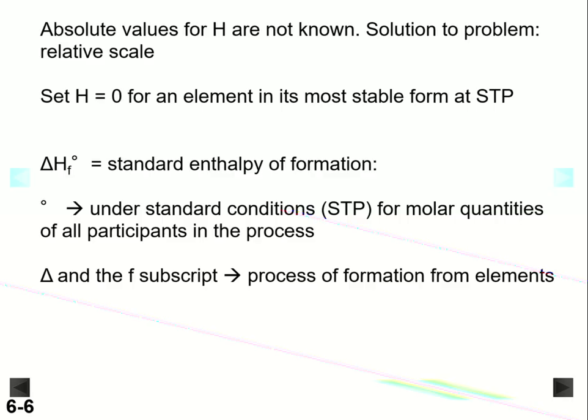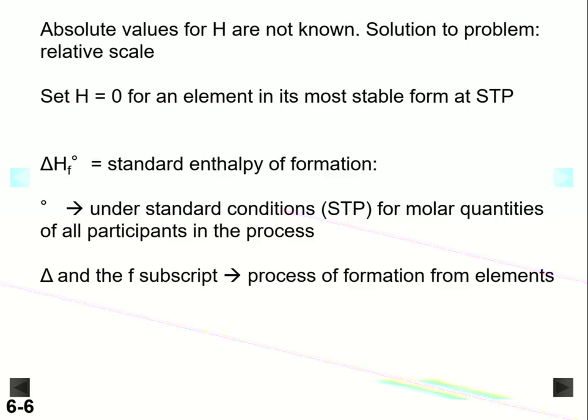So delta H sub F superscript 0, that's what we call the standard enthalpy of formation. There are lots of government tables, companies all around the world, they use these. They're standard values. Everyone on Earth uses the same delta H sub F0 standards. So the standards are universal. Delta H sub F superscript 0 is the standard enthalpy of formation.